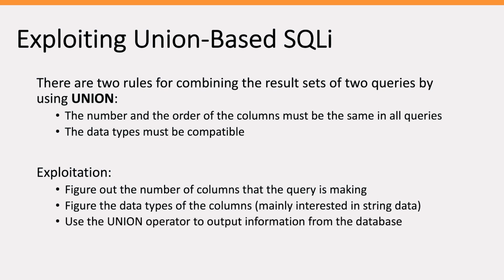And then once you've figured out the number of columns that the query is making and the data types of the columns, then you could use the union operator to output information from the database. Sometimes you don't actually get the data type that you want, and so it's a dead end. You can only extract, for example, integers or so on. So it depends on the SQL injection and the context that you're running with on whether you could actually exploit it to extract information from the backend database.